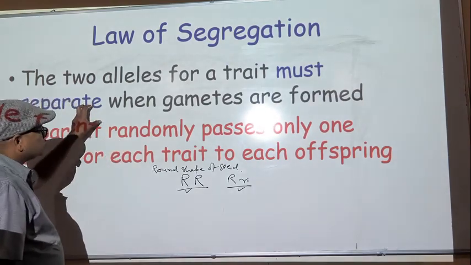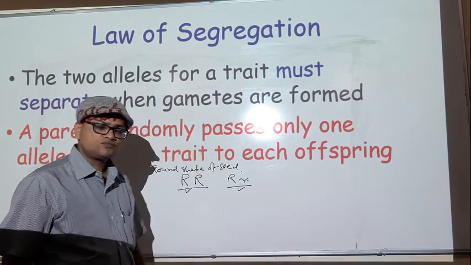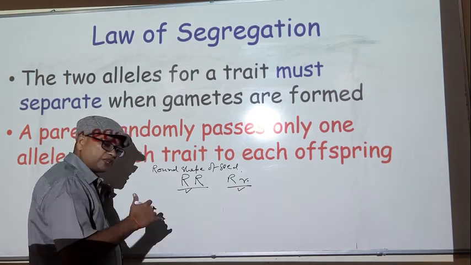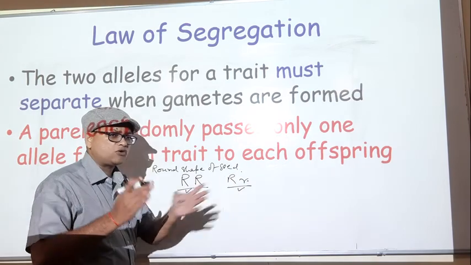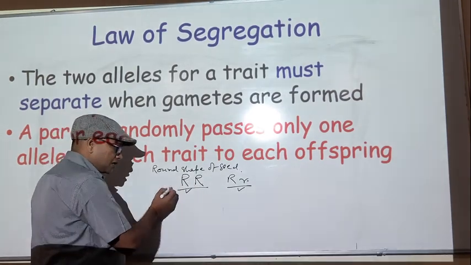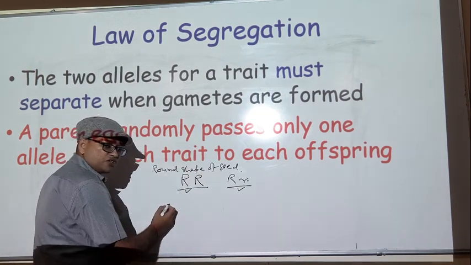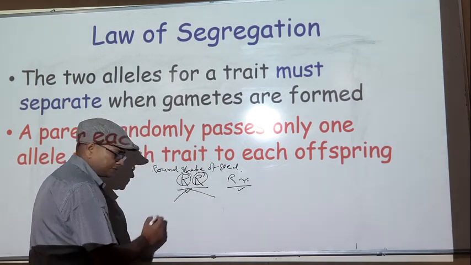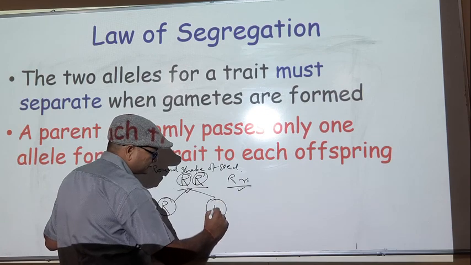Now the two alleles for a trait must separate when gametes are formed. When the gametes are formed, or during gametogenesis, we know that the homologous chromosomes are getting separated. Homologous pairs of chromosomes are separated during meiosis, after the metaphase stage. On the basis of that concept, during gamete formation, this R and this R will be separated from each other. So, in one gamete, only a single R will be born, while in another gamete, another single R will be born.